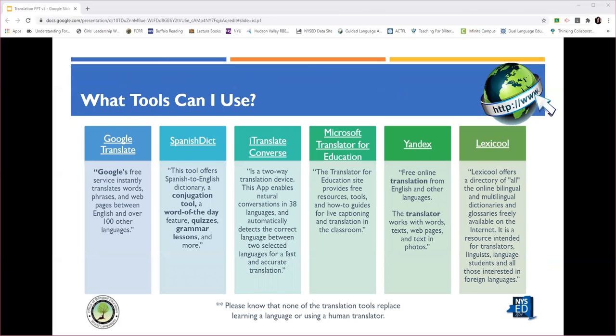What tools as an educator can you use? You might be wondering. Well, we have added here a couple of apps and sites that can help you translate. Please make sure you review these before deciding on which one best fits your needs, and know that none of the translation tools replace learning a language or using a human translator. Please take a couple of minutes to include in the chat the different apps or sites you use and that have been successful to help you translate or communicate with students and their parents.